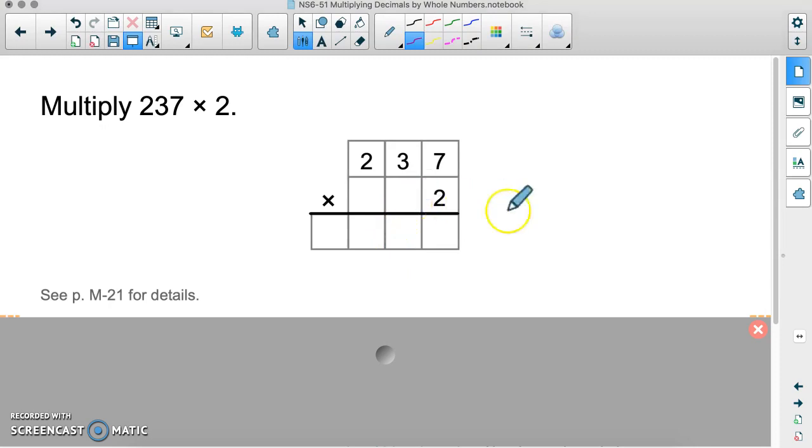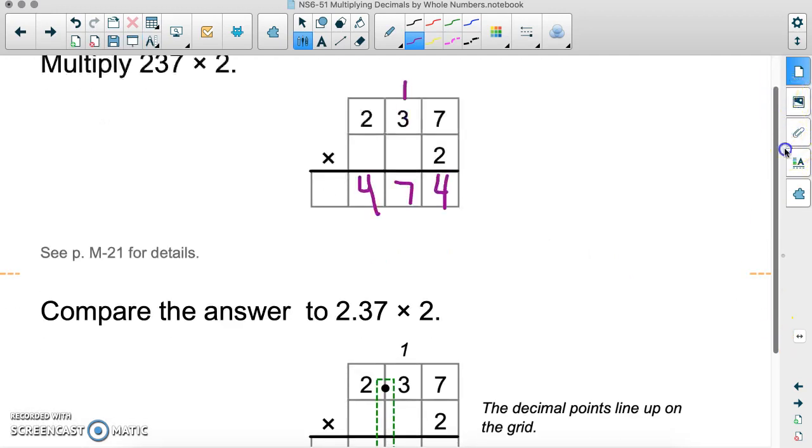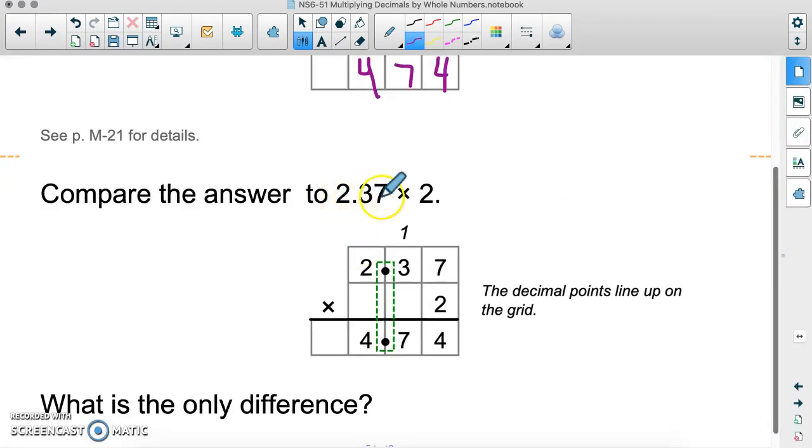So again, we can also go back to this original algorithm that we worked on yesterday. So let's just multiply this out. There's no decimals here. 2 times 7 is 14. Carry the 1. 2 times 3 is 6 plus 1 is 7. 2 times 2 is 4. Okay. Now let's compare that to 2 decimal 37 times 2. So we're going to get the exact same answer of 474, but I need to put that decimal back in. So my decimal stays in line with where it was, and the answer is going to be 4 decimal 74.